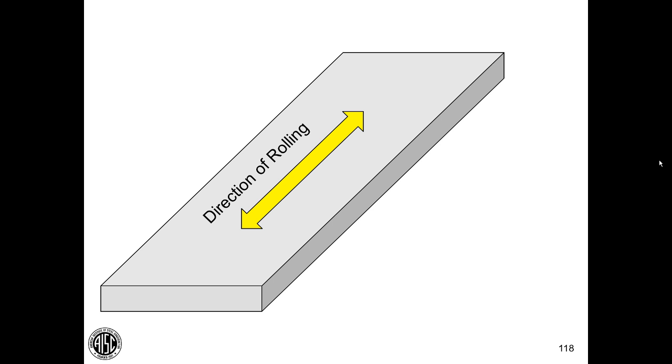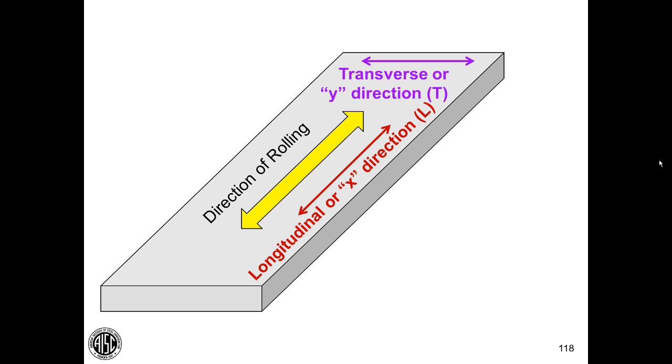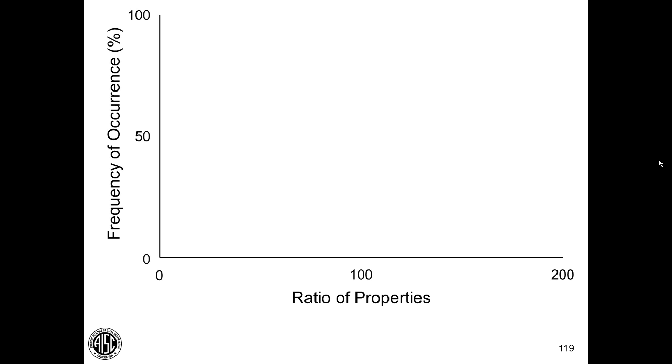We could call it the X direction. Some people call it the L direction. Perpendicular to that, we have the transverse direction, the Y direction, the capital T direction. And in the through thickness direction, we have the Z direction or the TT direction. And what I want to do now, using Barsom's work, is summarize the differences in key properties in these different directions. To understand the comparison that I'm going to show you, let me take a moment to explain this chart.